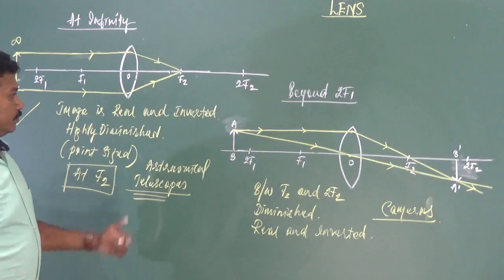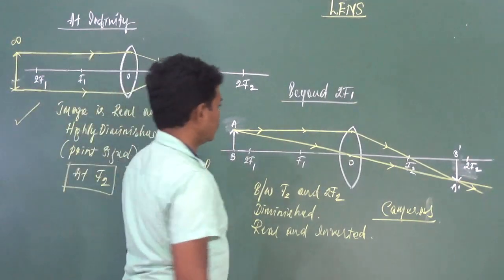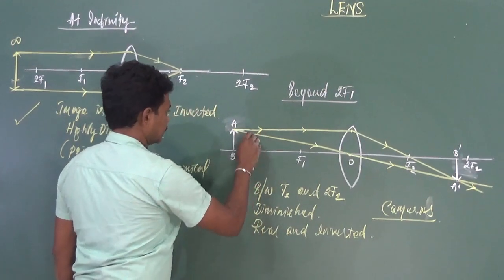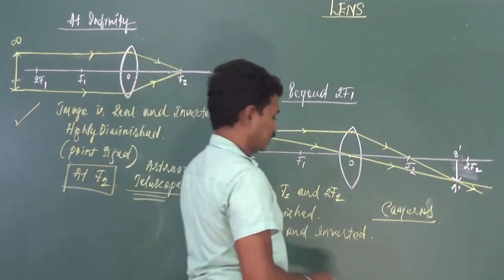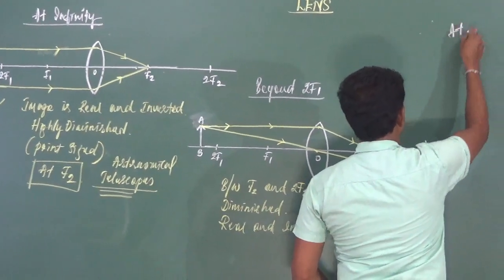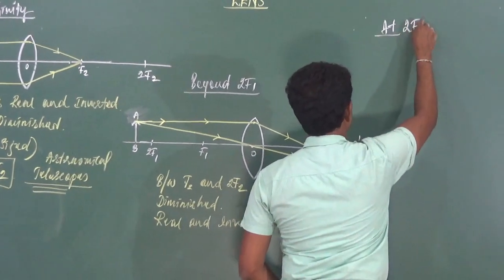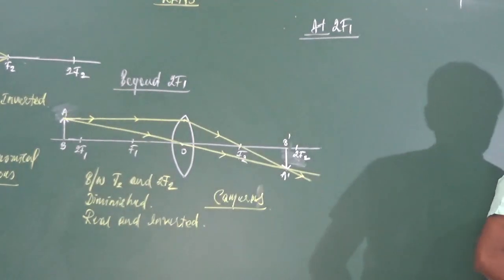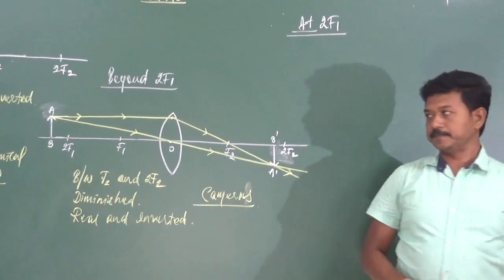So next we will go with another one. Let us bring the object still further, that is, let us keep it at 2F1. So let's see what happens here. Let us keep the object at 2F1 and see how the image is formed.